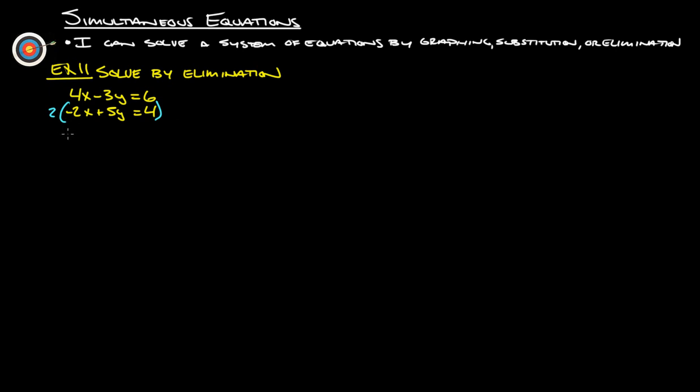So if I multiply that by 2, I get 2 times negative 2 is negative 4, so negative 4x. 2 times 5y is 10y. And then 2 times 4 is 8. Don't forget to distribute through to all three. I will often see people forget to distribute it to this last piece on the other side of the equation as well. Okay.